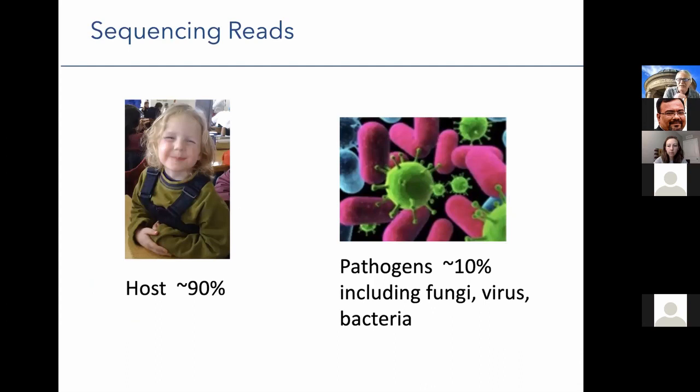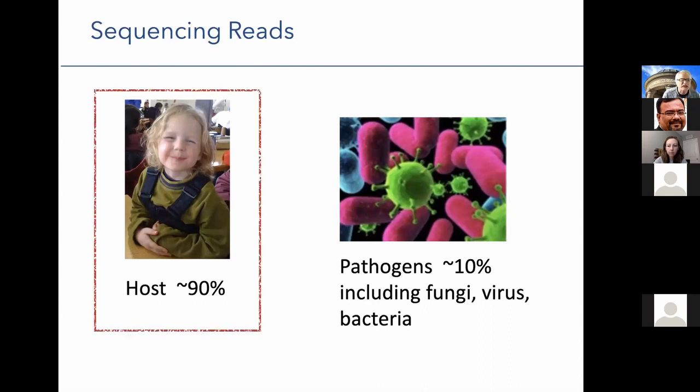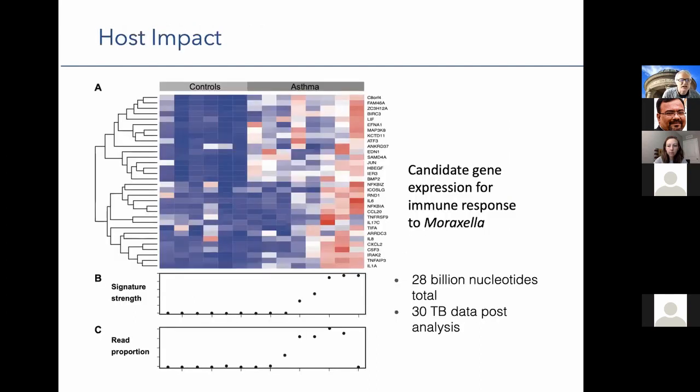So we had a lab meeting and talked about it. We realized that this is RNA-seq data, and 90% of the data are the host. So let's just do a gene expression study. We were fortunate in that another group had already published on host immune response to Moraxella catarrhalis and identified 70-some candidate genes involved in immune response to infection by this bacteria. Because we had RNA-seq data, we could look at the expression of those genes.